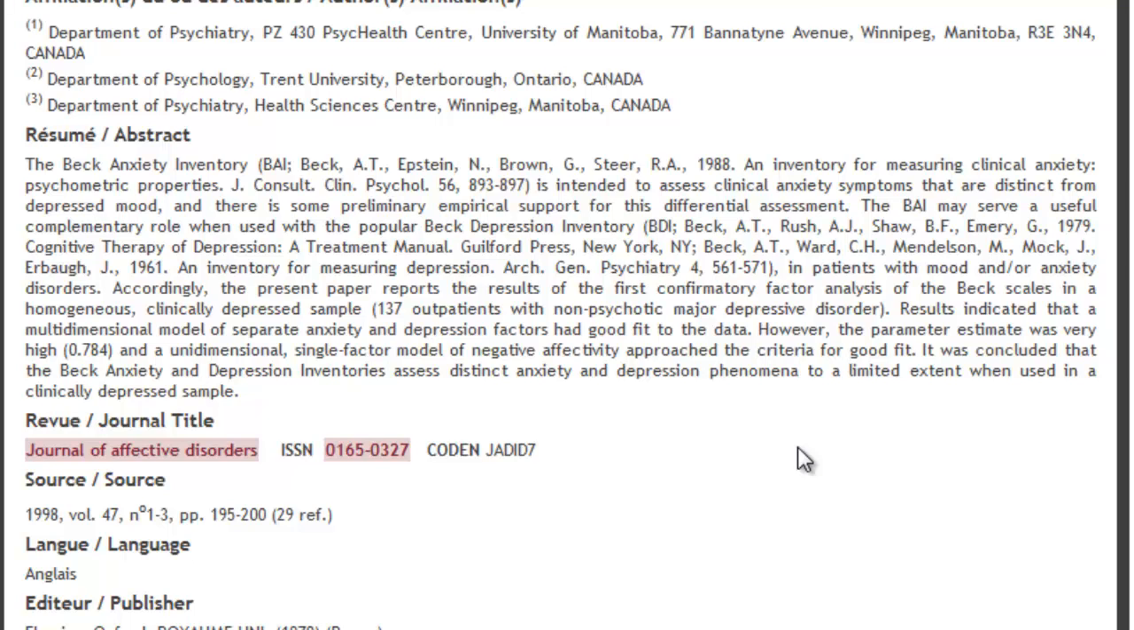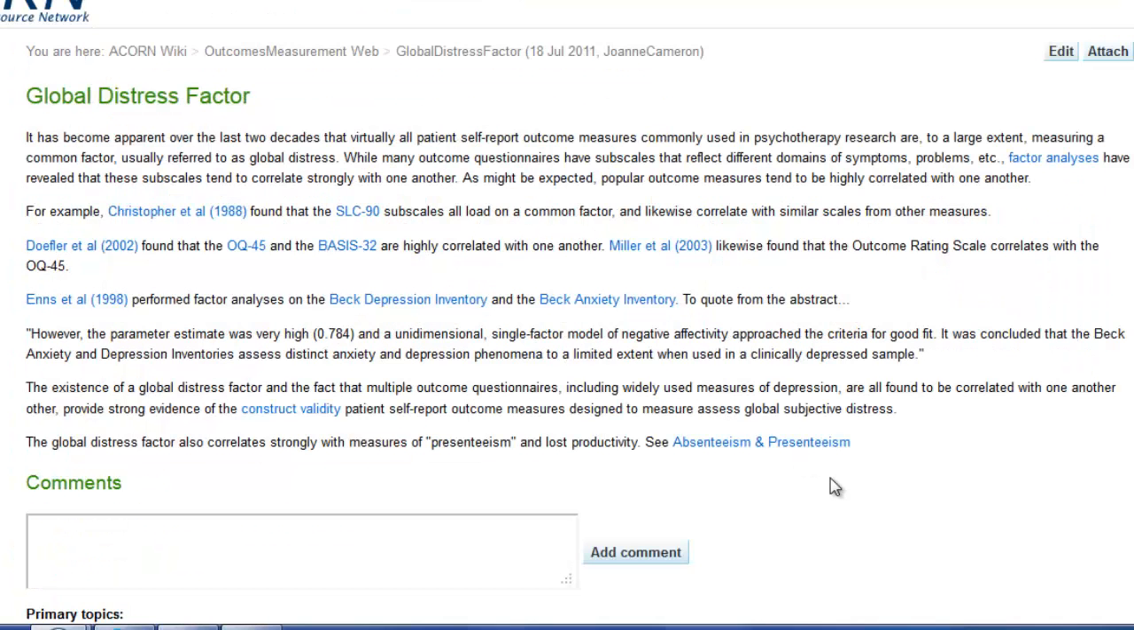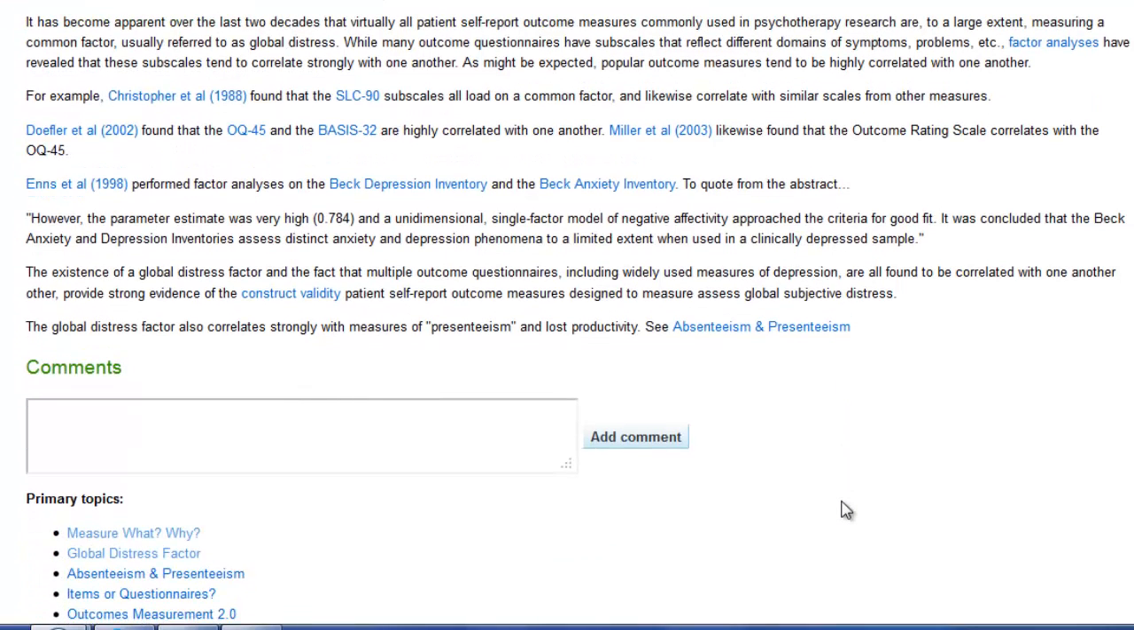What this means is that we can actually design more efficient questionnaires. We don't need as many items because we realize that these items are all loading on a common factor. So you can have a questionnaire measuring a global distress factor with a very high reliability, comparable to much longer questionnaires, with a reliability of better than 0.9, without having to use a large number of items.